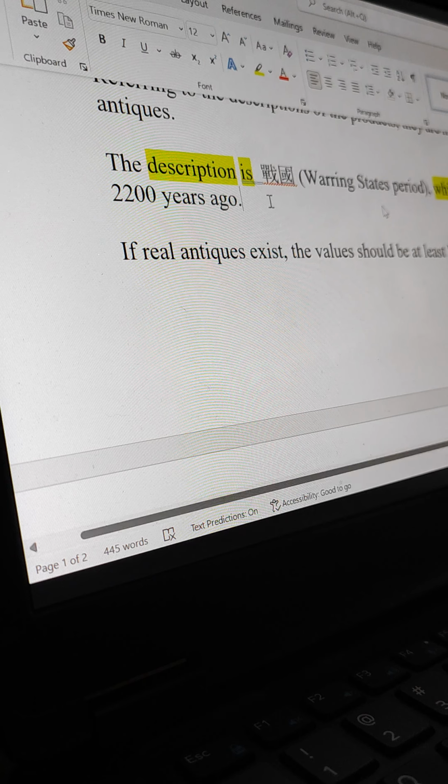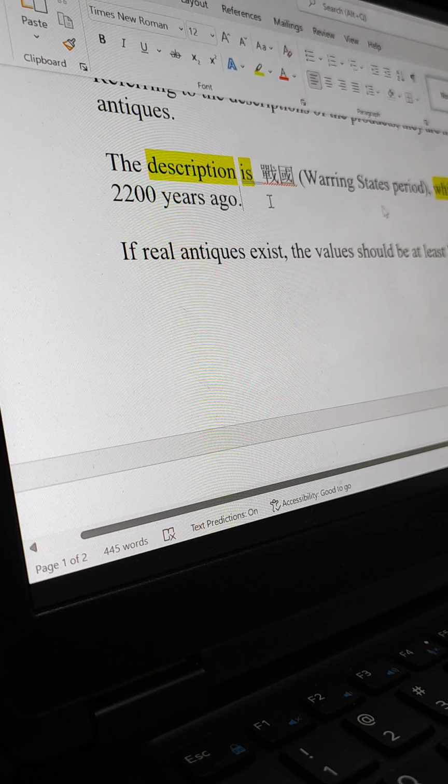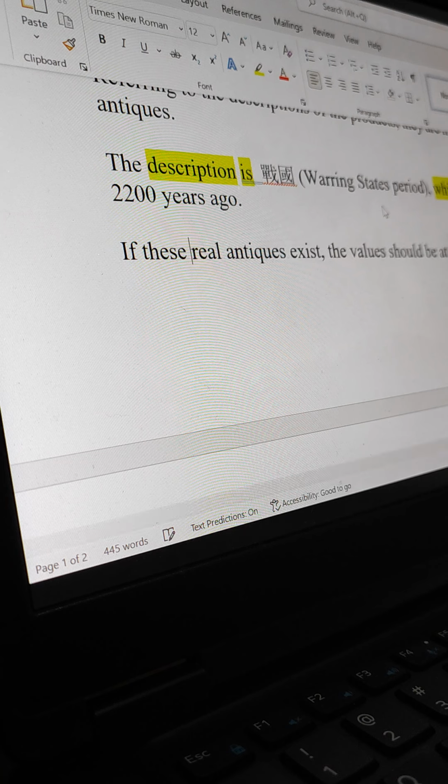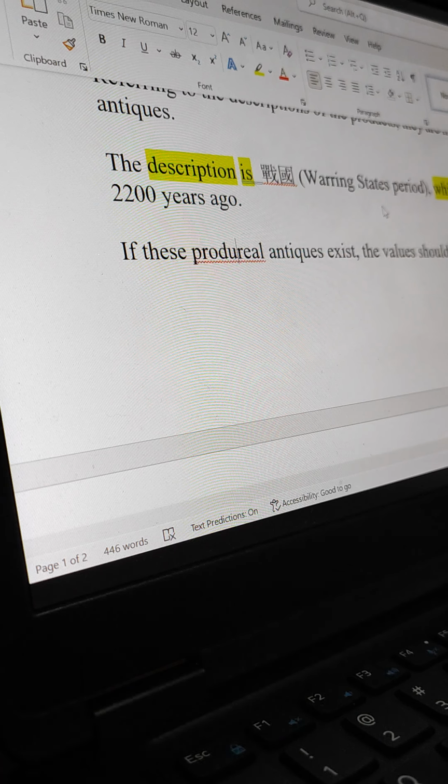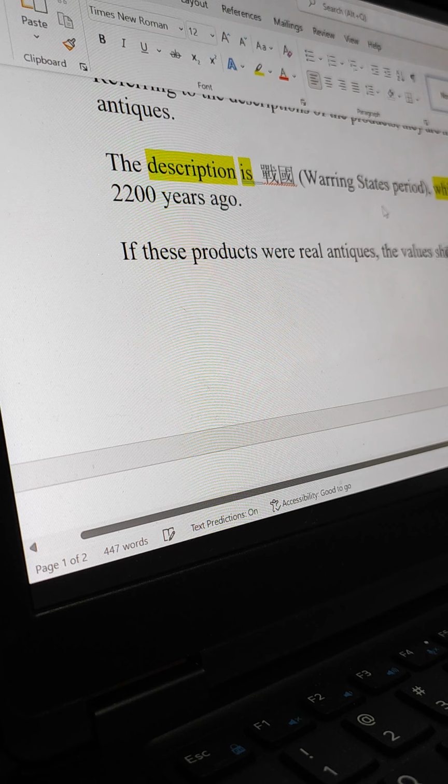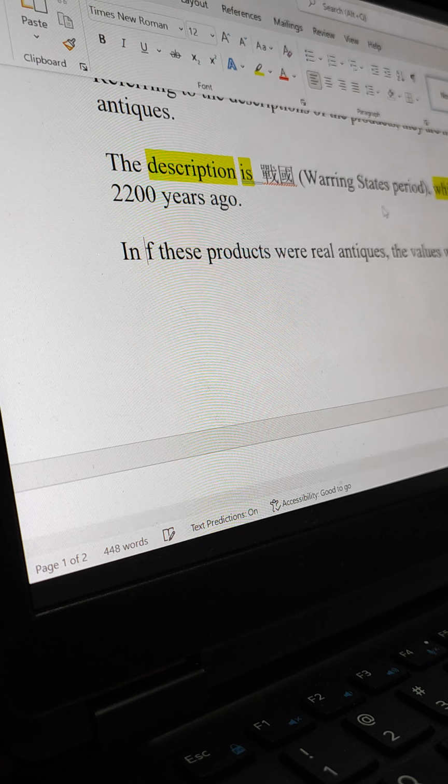Okay, so let's add something to make that a bit clearer. First of all, it's not right to say "if real antiques exist". What you should say is "if these products were real antiques, the value would be at least 20 million".